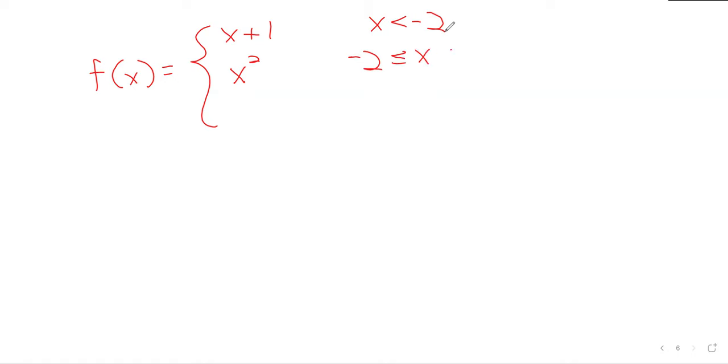we could have f of x equals x plus 1 if x is less than -2, and x squared if x is between -2 and +2, and x minus 3 if x is greater than 2.